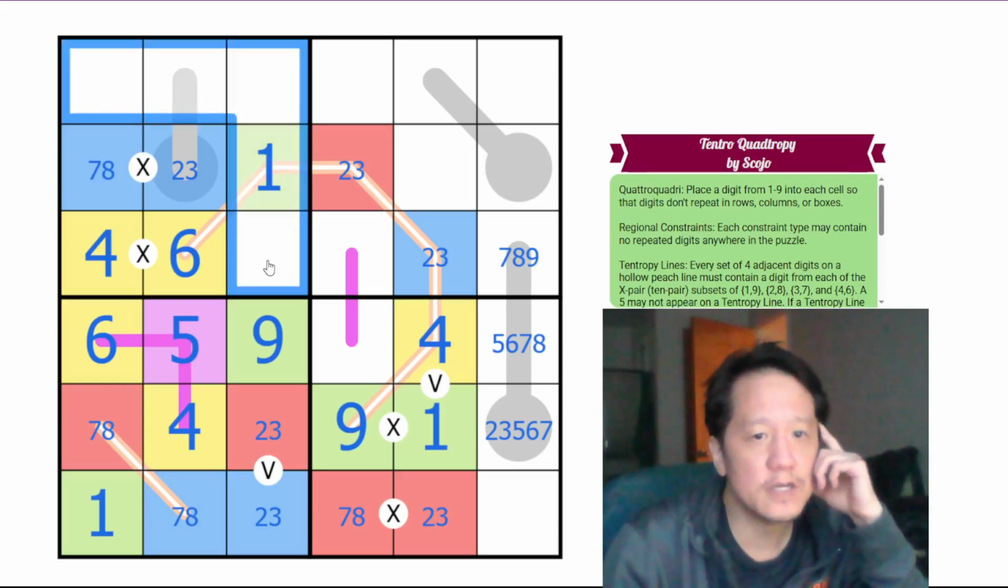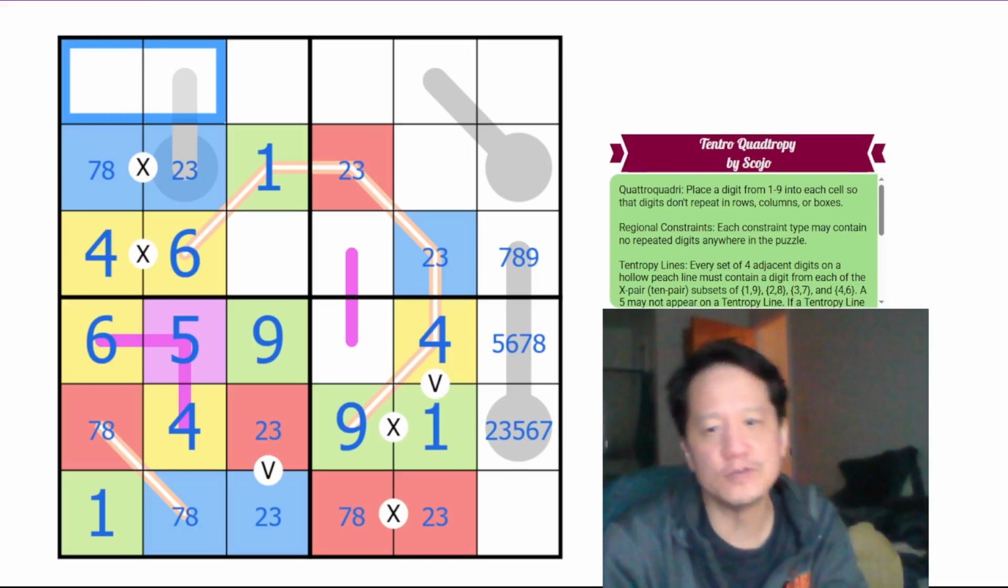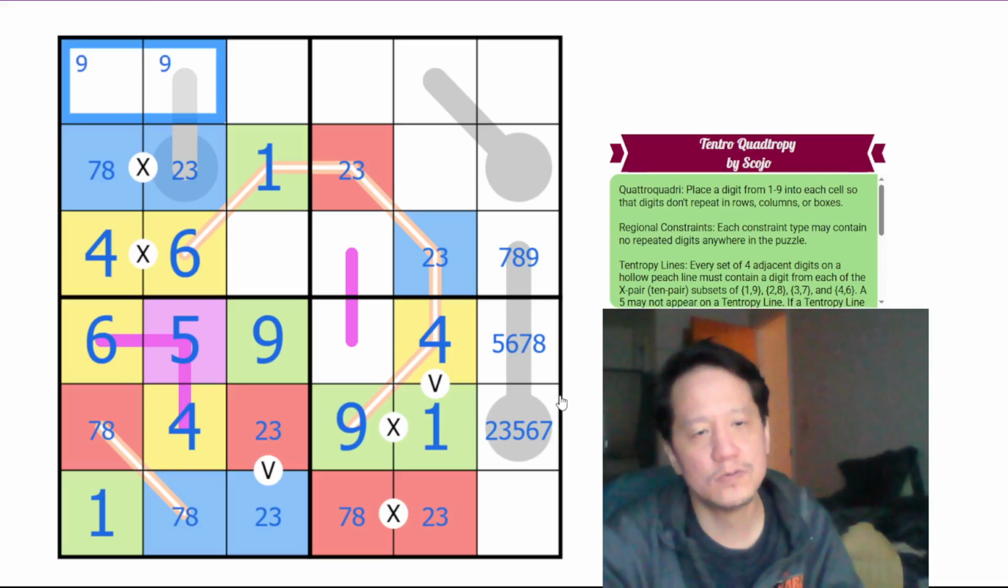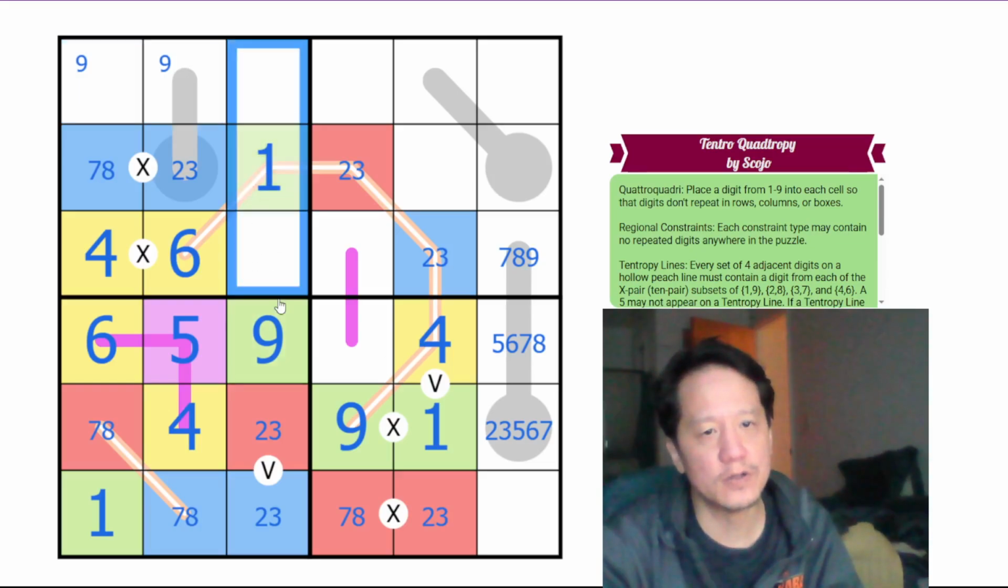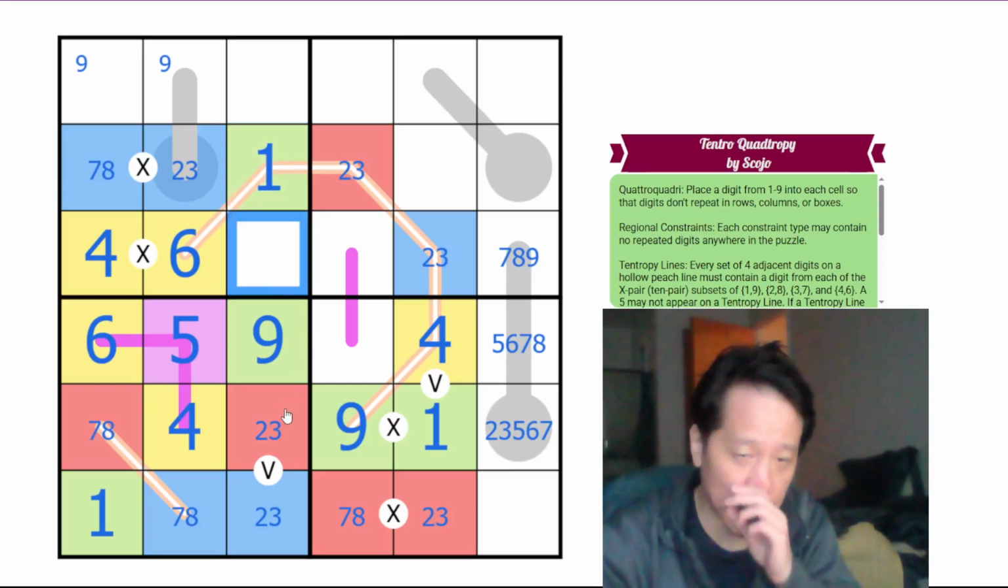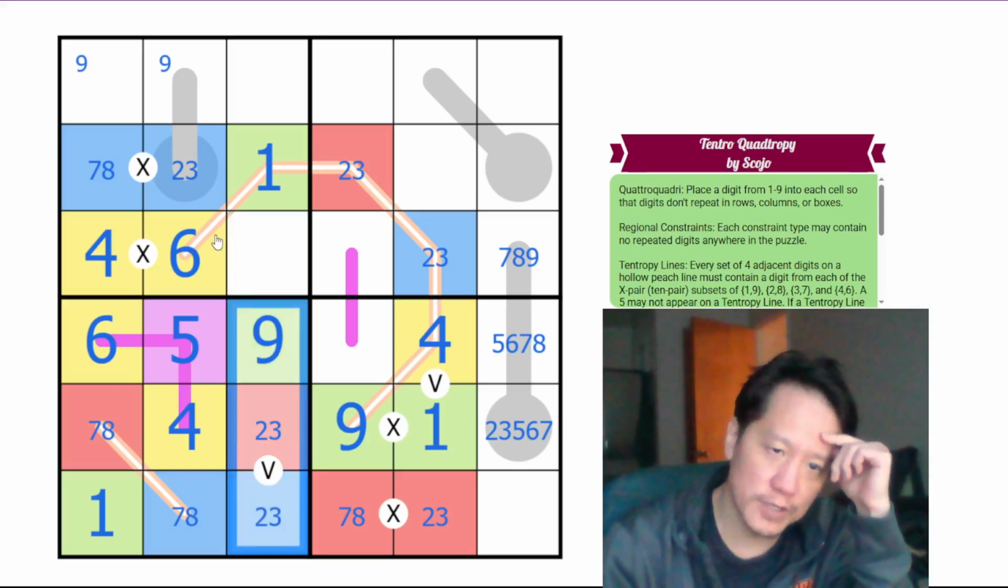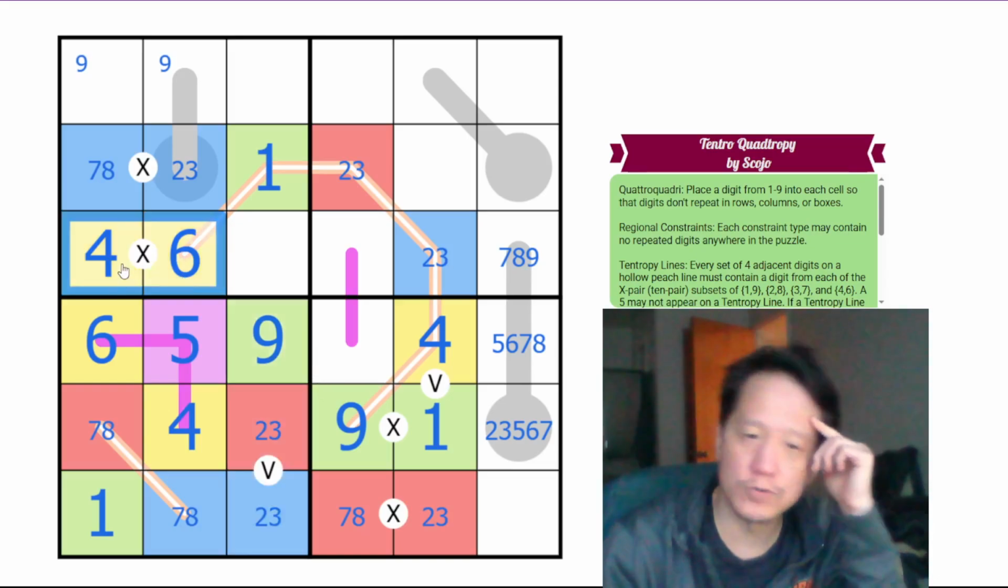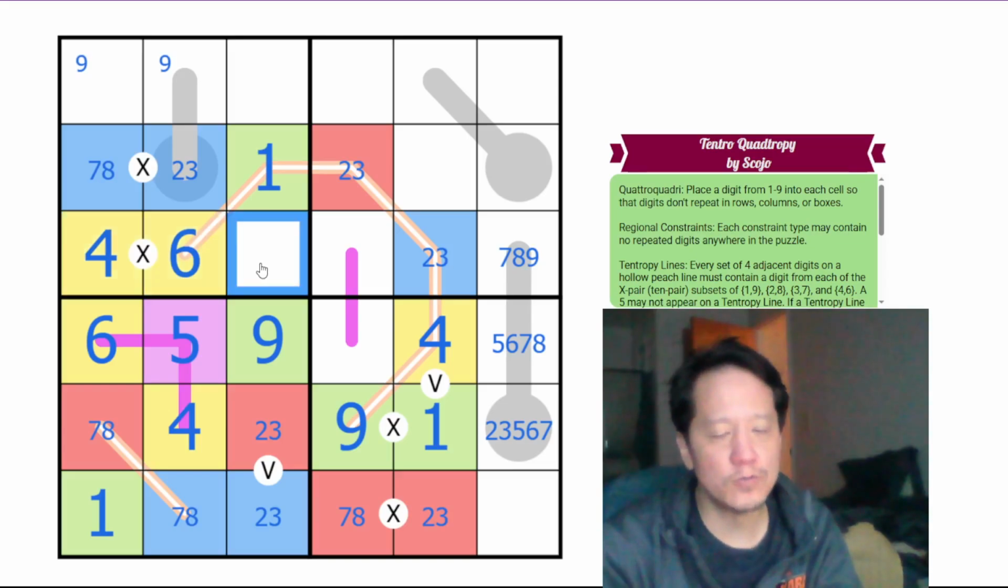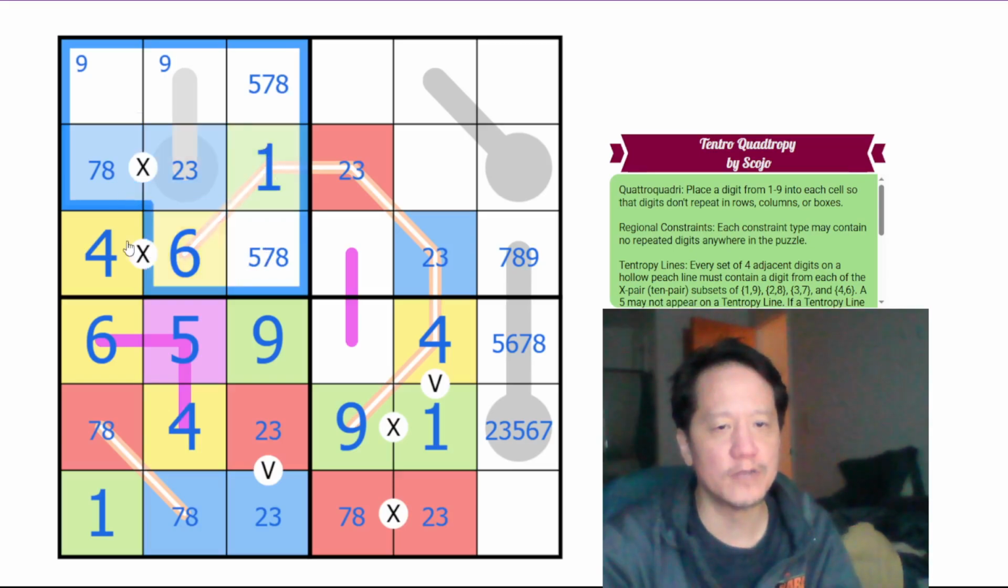Remaining digits in... So 9 has to be one of these 2 digits here, because it can't be here in column 3. What are the remaining digits in column 3? We can't have 1, 2, 3, 9, 4, or 6. So it could be 5, 7, 8. And we have a 5, 7, 8 triplet in this upper left-hand box.